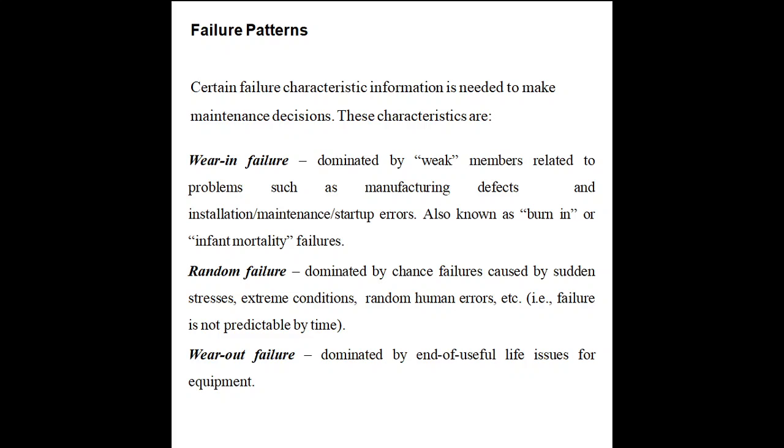Second one is the random failure. You cannot detect, you cannot predict the time when this random failure takes place. It can be due to extreme conditions or human errors or sudden stresses beyond the permissible limits. So you cannot predict this random failure. You should always be ready for this. Next one is very common, the third one, and you all know that wear out failure is dominated by end of useful life issues for equipment. Once we complete the useful life of any equipment, it fails due to its completion of this life cycle, and this kind of failure is very common for most of the cases.